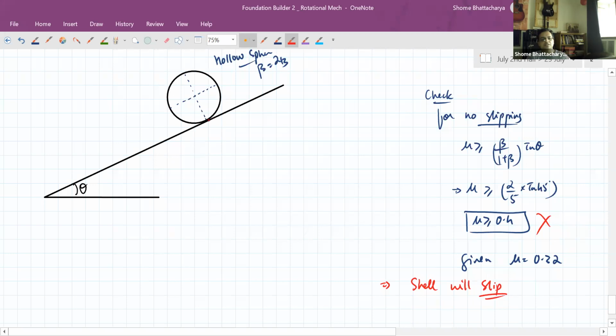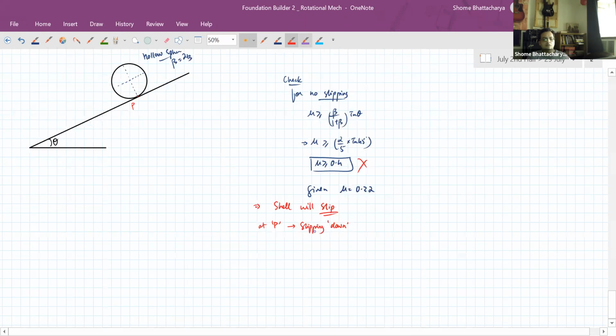Therefore, the shell will slip. So at the point of contact P, there is slipping down the inclined plane, because there isn't enough friction. So mg sin theta is dominating. What will happen? Kinetic friction will act, whose value will be equal to, in this case, mu n, but in general it should be mu k into n if there are separate values given, but here there's only one value given.